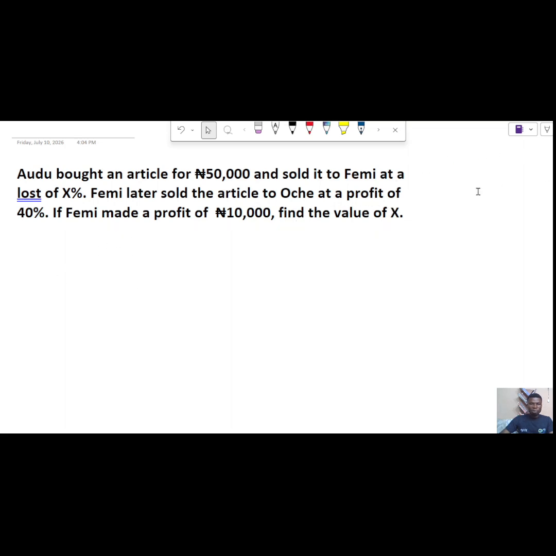Now, our solution will be in two parts, the one for Audu and then for Femi. For Audu, we have that the cost price. It says he bought the article for 50,000 naira. That is, cost price is equal to 50,000, right? And sold it to Femi at a loss of, now percentage loss or loss percentage is equal to X percent.